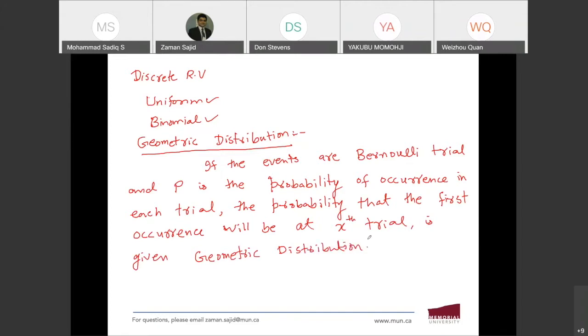Okay, so how we define it? If the events are Bernoulli trial and P is the probability of occurrence in each trial, the probability that the first occurrence will be at X trial is given by geometric distribution. Okay, now I'm going on the next slide.